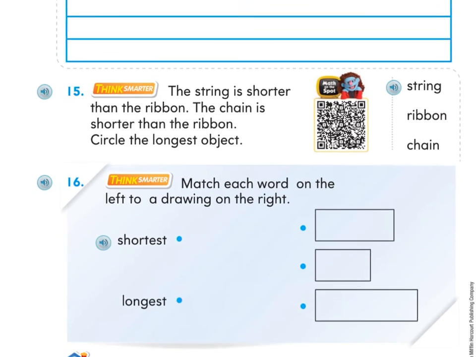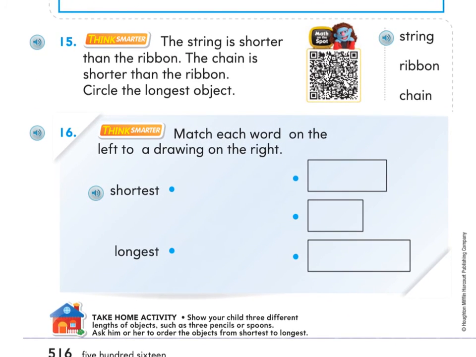Then on number 15, it says the string is shorter than the ribbon. The chain is shorter than the ribbon. Circle the longest object. If you're someone who can just figure that out in your brain, great. I know for me, it helps if I draw a picture. So whatever helps you figure this one out. So here are the 3 words over here. So you're going to circle the longest object, whether it's string or ribbon or chain.